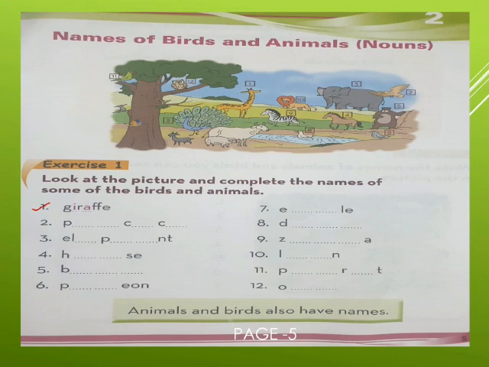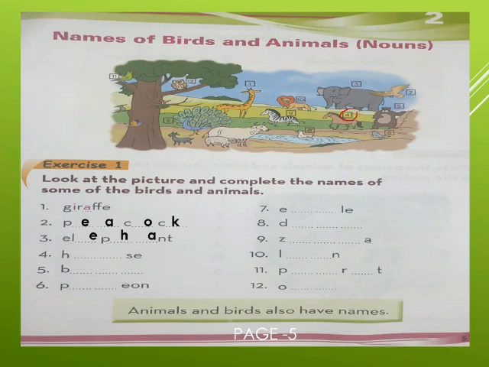The second one is a picture of a beautiful peacock. Do you know peacock is the national bird of India? The spelling of peacock starts with P-E-A-C-O-C-K, peacock. So write down the missing letters, children. The third picture is of a huge elephant. Now try to spell elephant and complete the word. E-L-E-P-H-A-N-T, elephant.